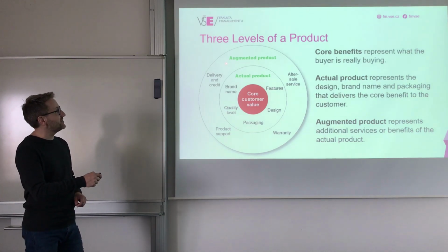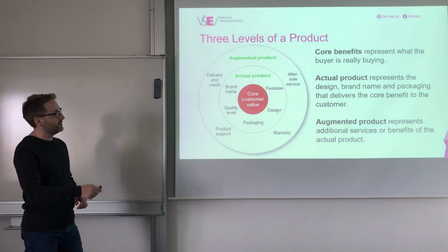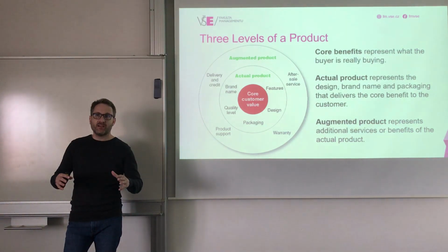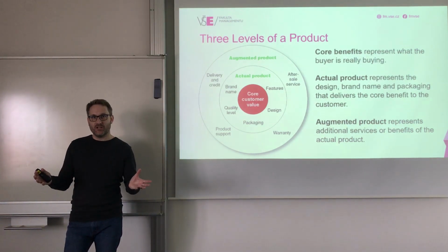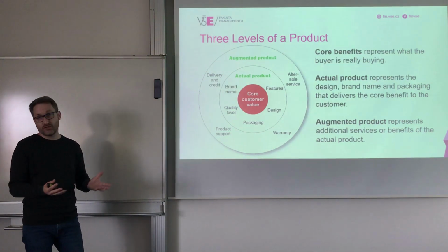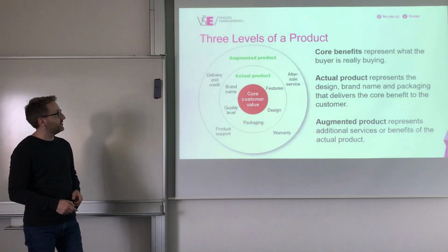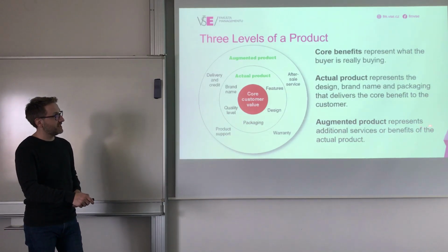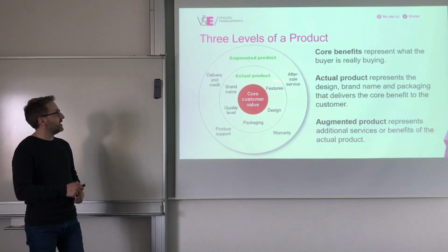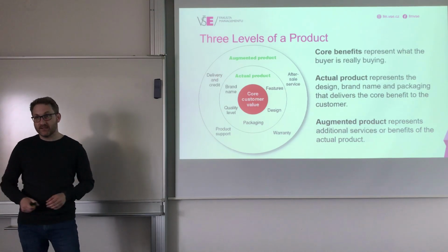And then we have something we call the augmented product. This is, as the name says, something which is added to the basics of the phone and also to the actual product. And those are the things, like the definition says, which could be considered additional services or benefits of the actual product. Those are, for example, delivery and credit.